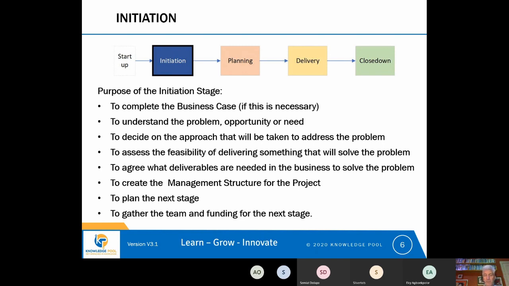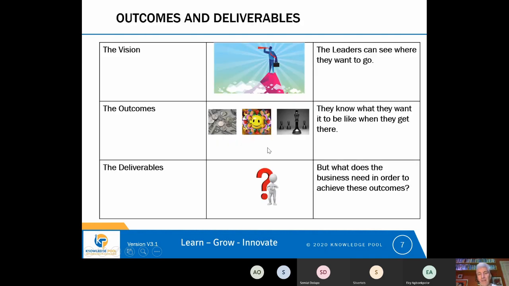So just before we move on to planning, I'm going to talk a little bit more about deliverables, because very often when a project is started, what the business people actually have is a vision of where the business needs to go to. They know they need a better way of doing something, but they don't really know more than that. We say that they have a vision, and the business leaders can see where it is they want to go, but they don't necessarily know how to get there.